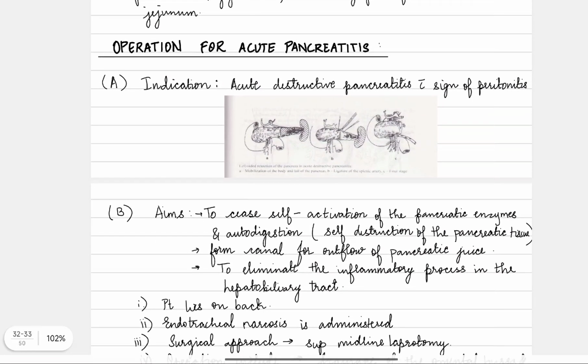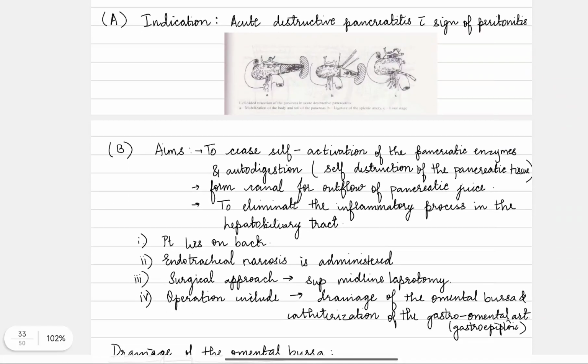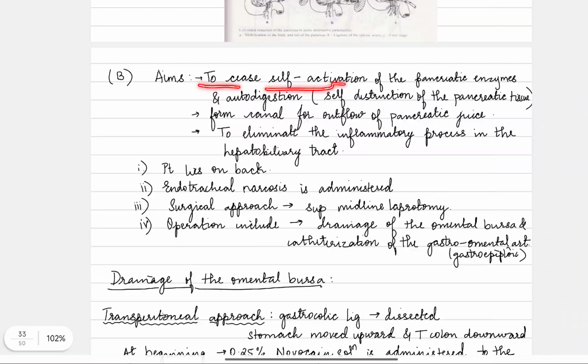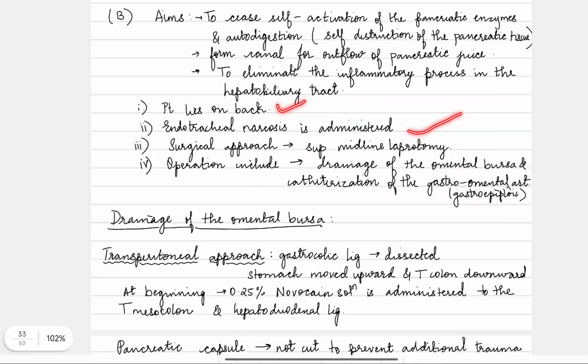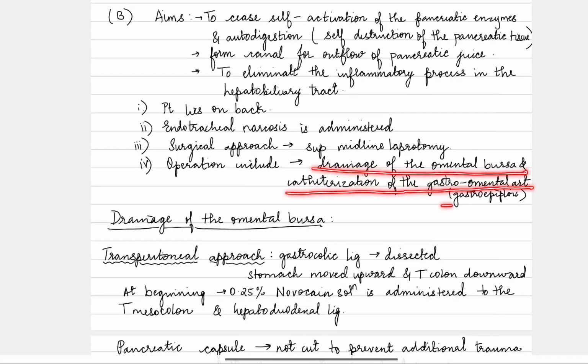Operation for acute pancreatitis. Indication is acute destructive pancreatitis with sign of peritonitis. Aim is to cease the self-activation of the pancreatic enzyme and autodigestion. Form canal for outflow of the pancreatic juice to eliminate the inflammation process in the hepatobiliary tract. Patient lies on the back, endotracheal narcosis is administered. Superior midline laparotomy is done. Drainage of the omental bursa and catheterization of the gastroomental artery is done.